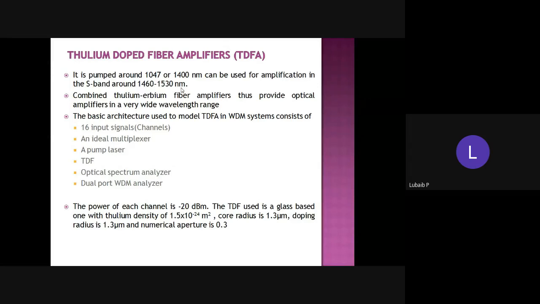So here, erbium is replaced by the material thulium. It is pumped around 1047 or 1400 nanometer. It can be used for amplification in the S band, around 1460 to 1530 nanometer. I think you know the different bands. It can be used for amplification in the S band, okay, that is the important thing here.